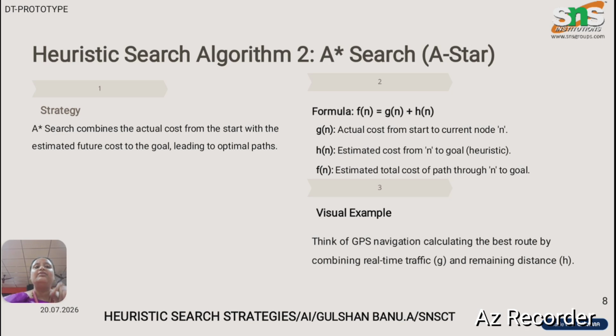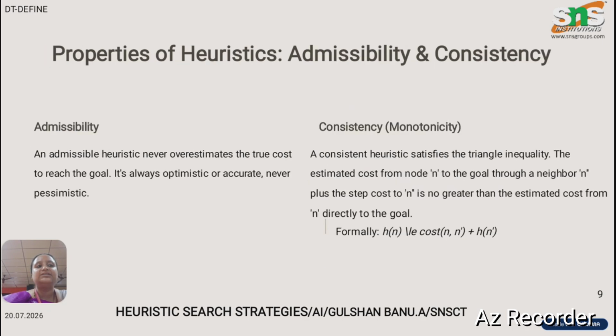So the f of n value will be calculated for A star, and A star is nothing but the calculation of g of n and h of n. G of n is the cost that is incurred to reach the current node, and h of n is the estimated cost to the goal. Now f of n will be evaluated based on g of n and h of n. As it says, A star search combines the actual cost from the start with the estimated future cost to the goal, leading to optimal paths.